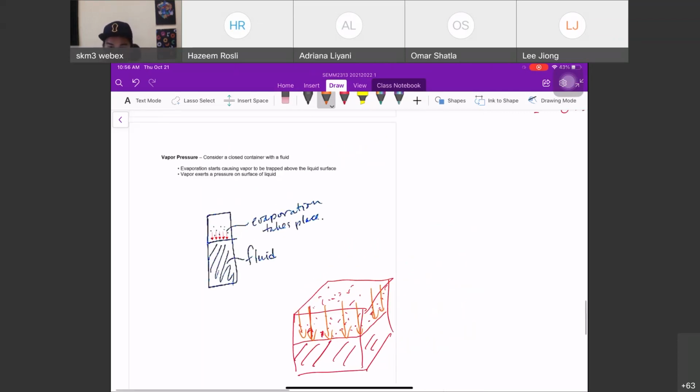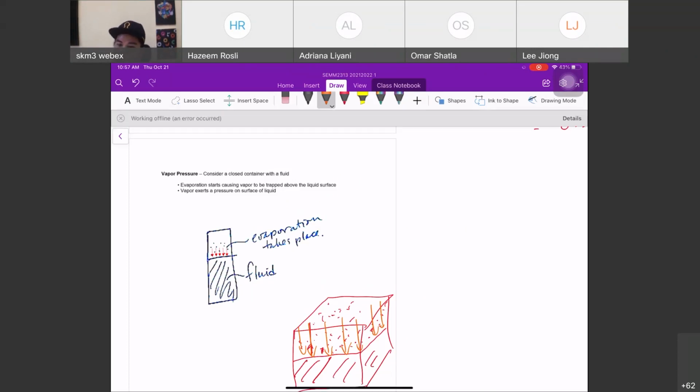Okay, so far everything clear? It is quite simple, right? Vapor pressure. That is the vapor from the gas exerting on the liquid surface. That is what we call vapor pressure. Remember, pressure is perpendicular. Alright, so I think that's all for our class.